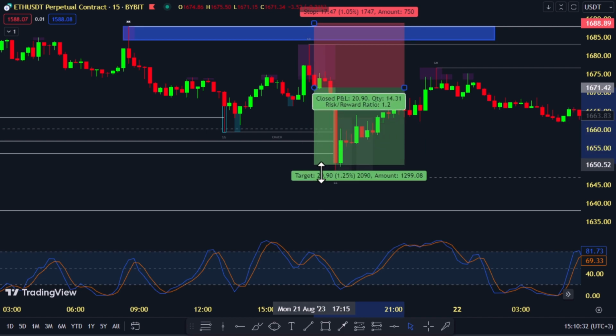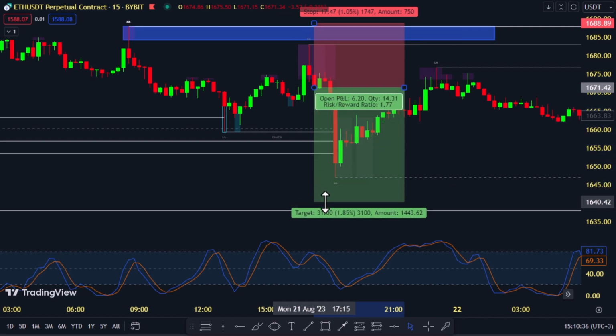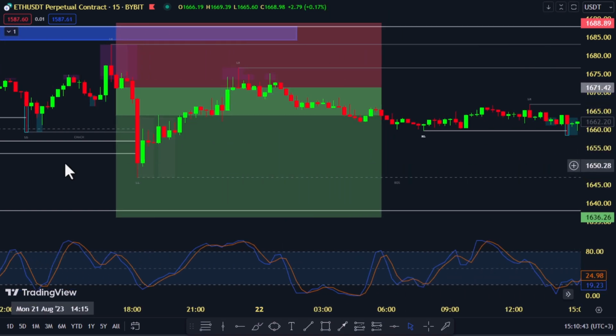As for the stop loss, place it slightly above the liquidity take and aim for a profit that's at least twice the size of your risk.